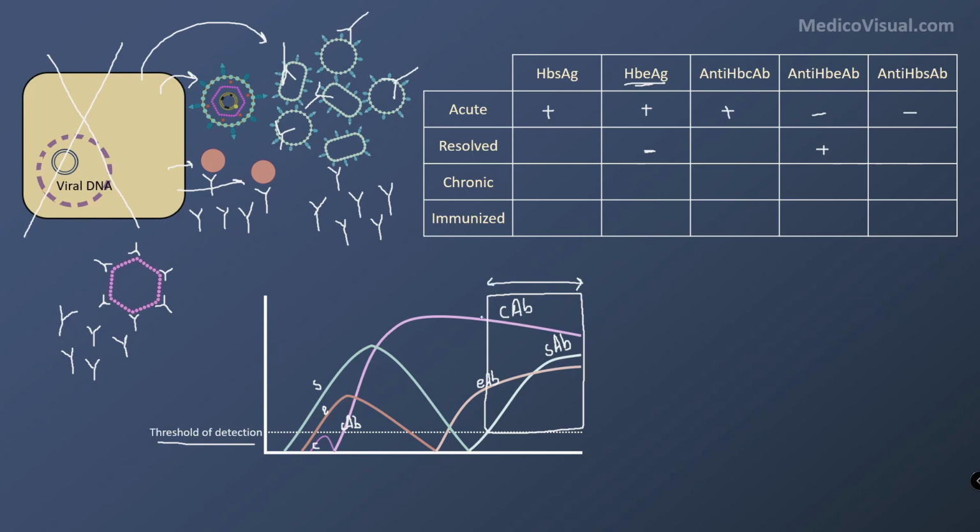Now from this point onward we cannot detect any of the antigen. All of the antigen will be cleared by the immune system. Either it has been cleared or it will be cleared. So no antigen will be there, only antibodies. And the most important antibody out of these is which antibody? Anti-surface antibody.